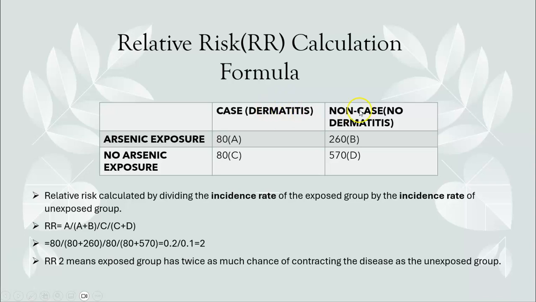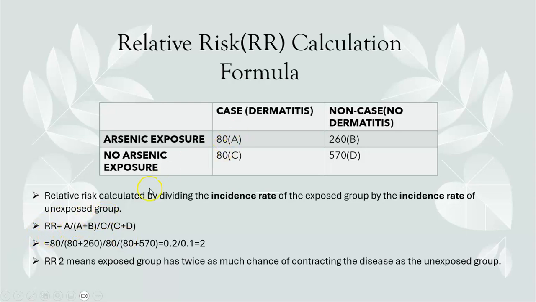Here are the cases of dermatitis and some people who do not have dermatitis. In the cohort study we have a group who are exposed, suppose to arsenic, and another group who were never exposed to arsenic. That's the risk factor, and we are looking forward to see who develops dermatitis. We calculate the incidence rate among the exposed group, and then divide it by the incidence rate of the unexposed group.